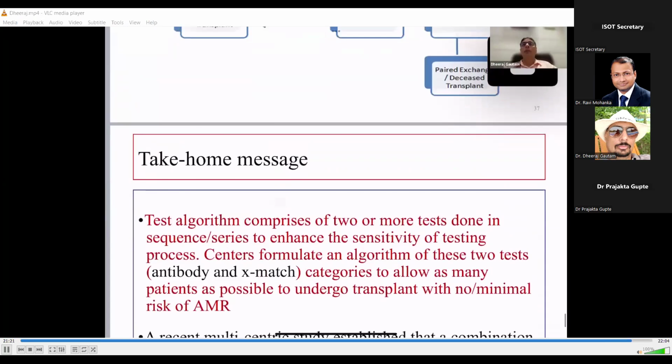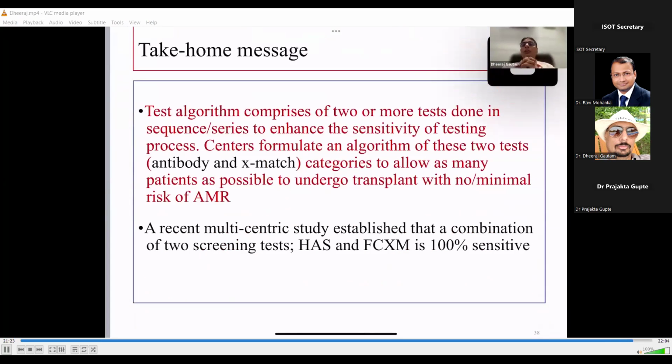Take home messages: test algorithm comparison comprising two or more tests should be done in sequence or series to enhance the sensitivity of the testing process. Centers should formulate an algorithm of these two tests, antibodies and cross-match category, to allow as many patients as possible to undergo transplant with minimal risk of AMR. A recent multi-centric study established that a combination of two screening tests, HLA and flow cytometry based, is 100% sensitive.